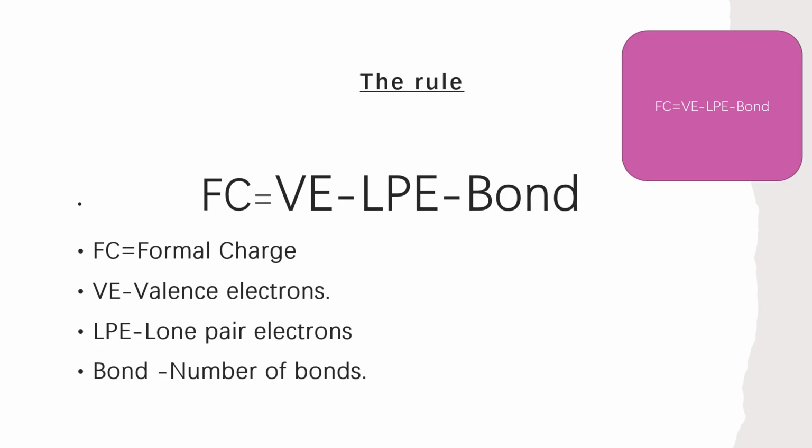So there's a nice simple formula to calculate the formal charge. It is on the screen. It is like saying Fc equals Ve minus Lp minus bond. Fc means formal charge, Ve means valence electrons, Lp means lone pair electrons, and bond means number of bonds.